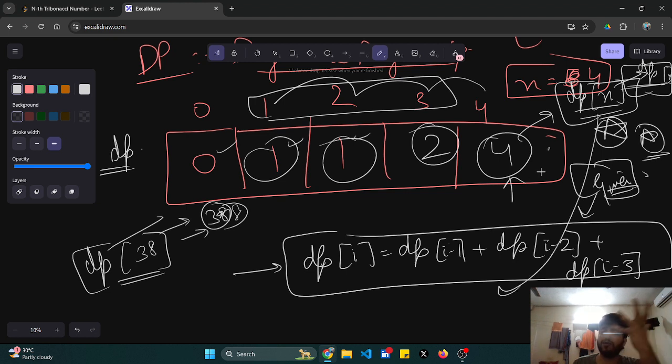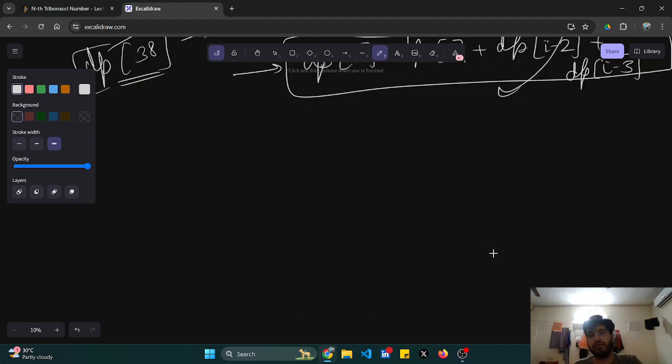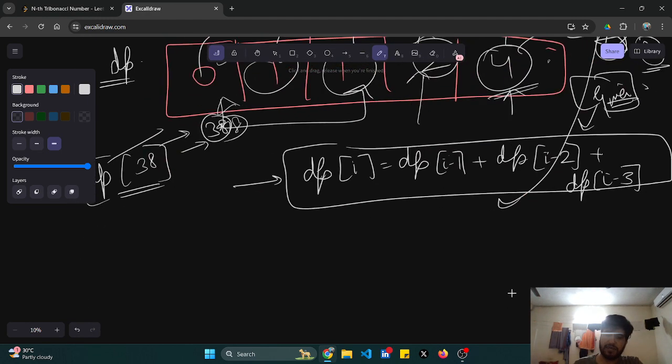Dp of n would be automatically modified such that it would contain the answer because you are adding the terms all together. Till this you have already added, now you have gotten an answer, and for this also you are adding all the three terms. So at every index you are storing the answer. This is my answer for the fourth term, this is my answer for the third term, this is my answer for the second term, this is the answer for the first term, and this is my answer for the zeroth term. So I'll simply return dp of n.